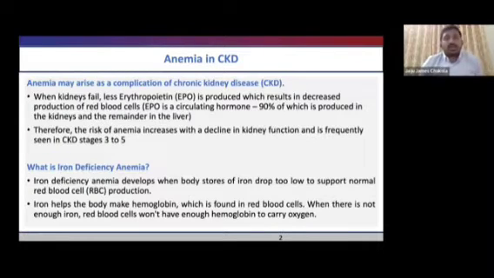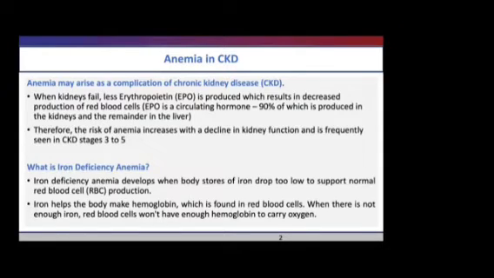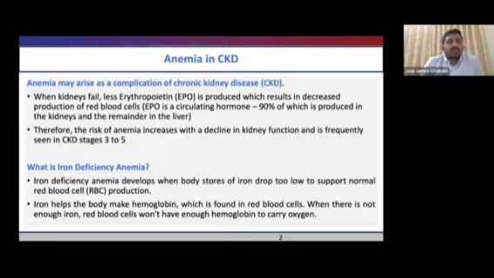So starting with, what is anemia in CKD? Anemia may arise as a complication of CKD. When the kidney fails, less erythropoietin is produced, which results in decreased production of red blood cells. We all know that erythropoietin is produced almost 90% from the kidney and around 10% from the liver. Therefore, the risk of anemia increases with the decline in kidney function and is frequently seen from CKD stage 3 onwards.